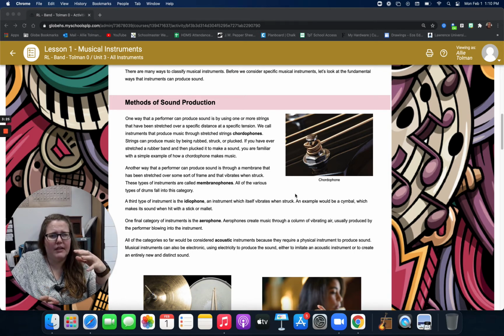These types of instruments are the membranophones. A whole bunch of different drums fall into this category, and they can be tuned and untuned. A third type of instrument is an idiophone. It's an instrument which itself, when struck, vibrates.